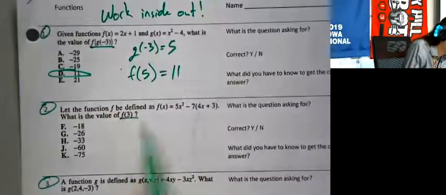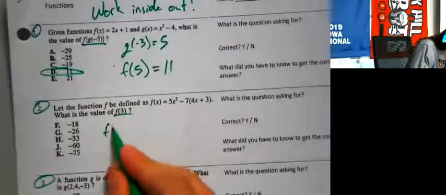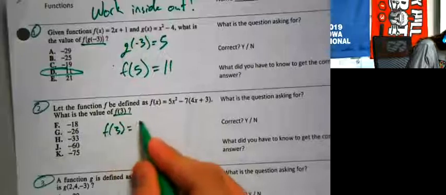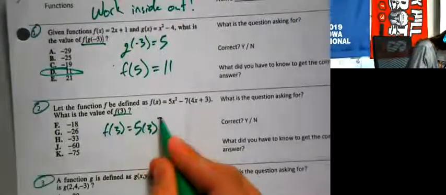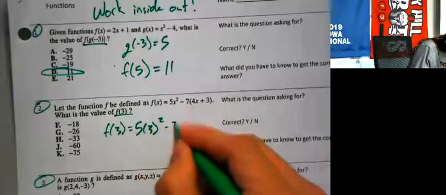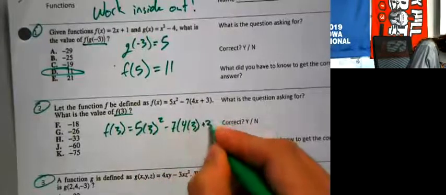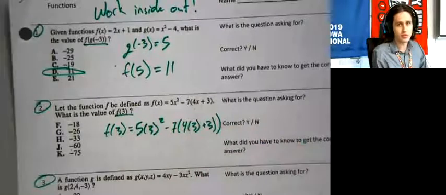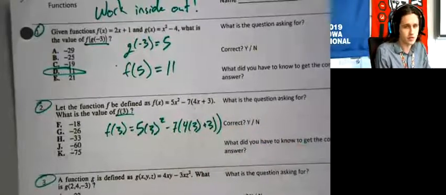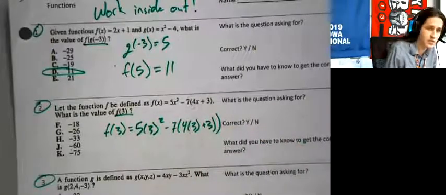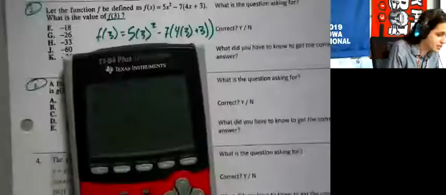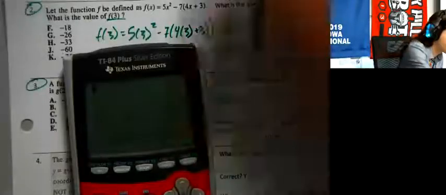Number 2 is even easier because it's just, what do you get when you plug 3 into that function? F of 3 is 5 times 3 squared minus 7 times 4 times 3 plus 3. Okay, well, you could do that by hand if you wanted to, but I wouldn't. I just plug it in your dang calculator because you get one, folks.